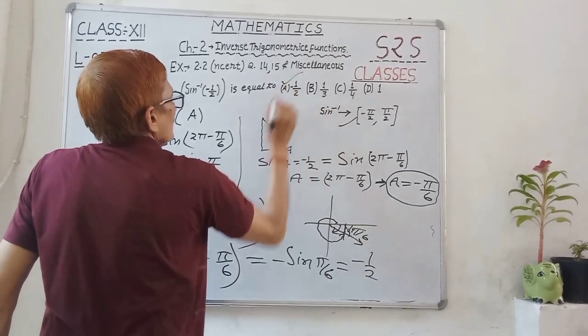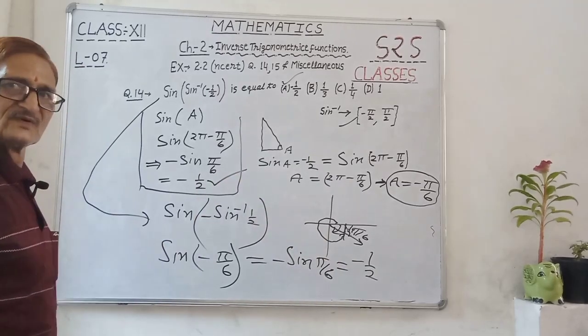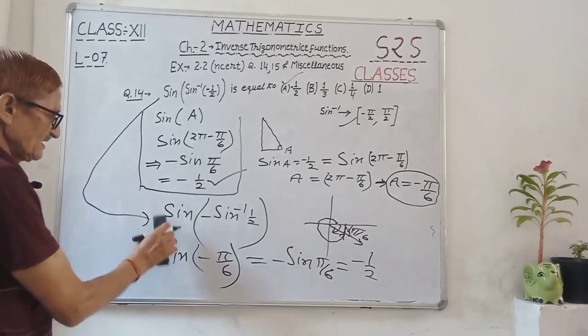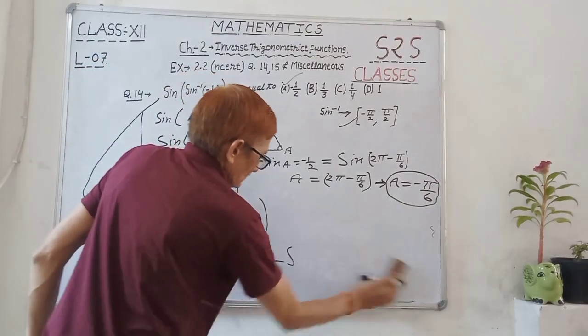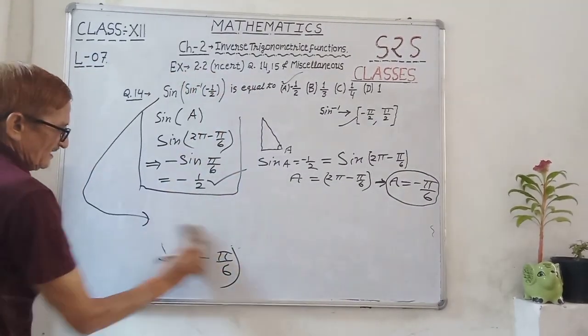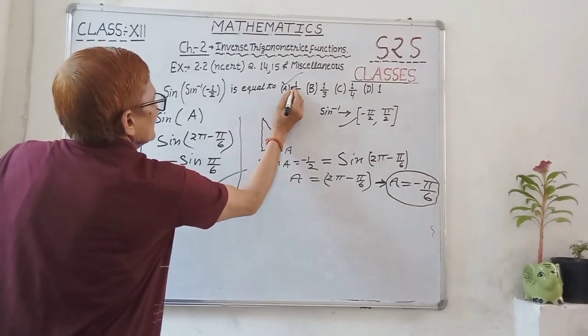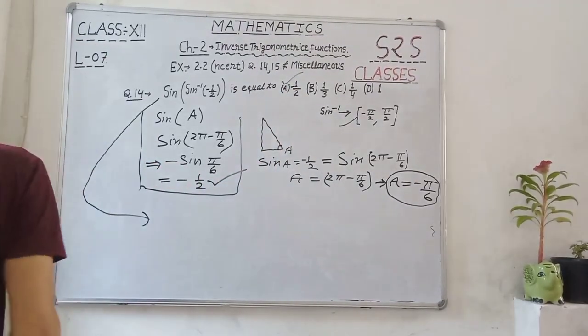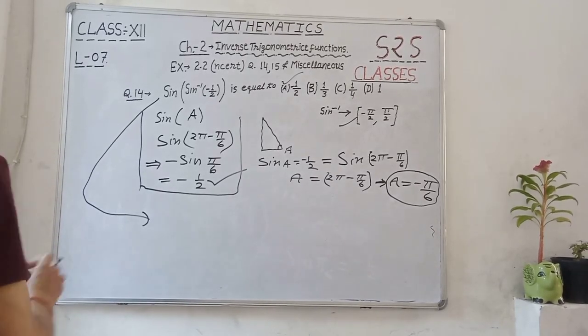Option A, minus half, the answer is minus half. Even by the alternate method I have used, the same thing comes. So the answer is minus half, option A. Now after that, the 15th question.